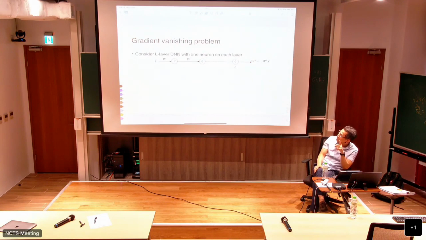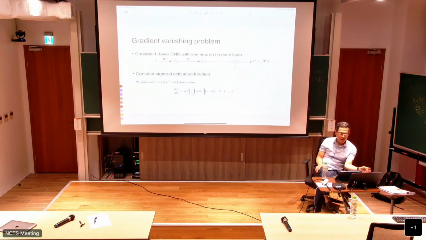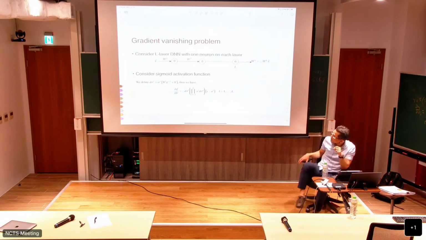In order to demonstrate gradient vanishing, I'm going to look at one neuron for each layer just to demonstrate it for you. But the result is applicable for a generic network with many neurons on each layer. For the sake of simplicity, I'm going to assume that all the layers have one neuron and the bias is also zero. And we're going to consider again the sigmoid activation function. In fact, the sigmoid activation function is the problematic guy.